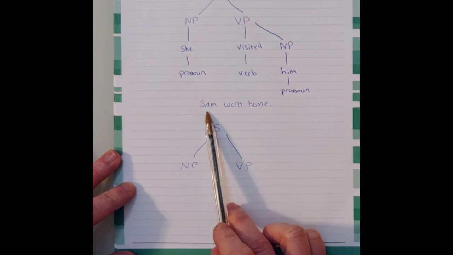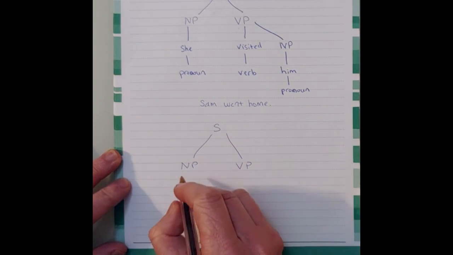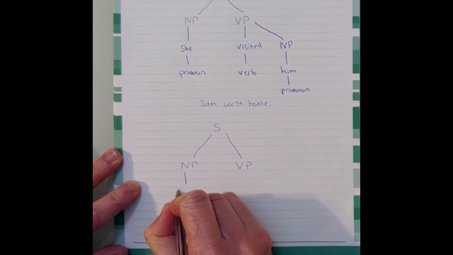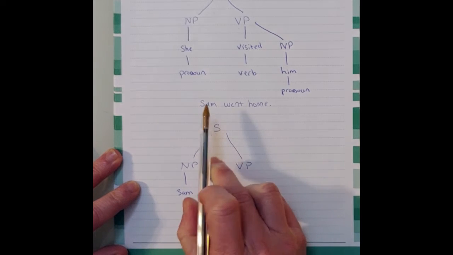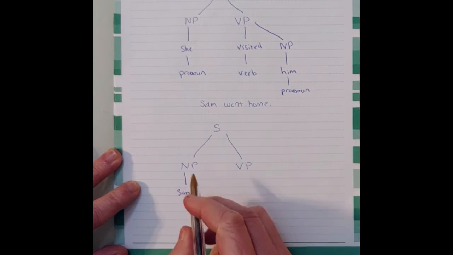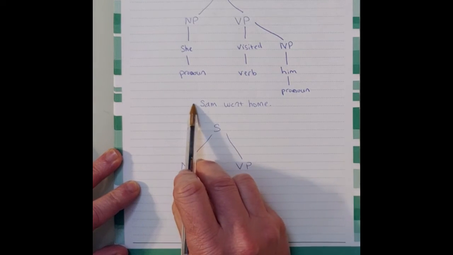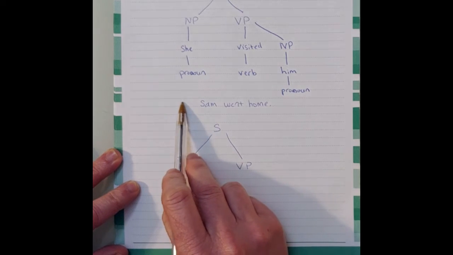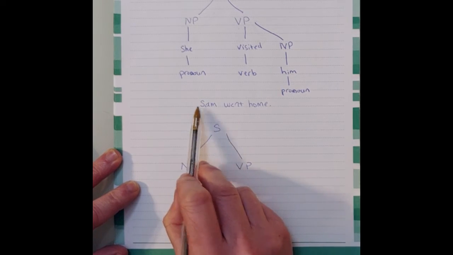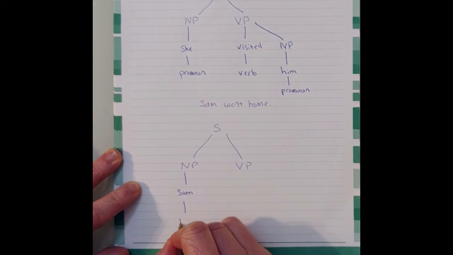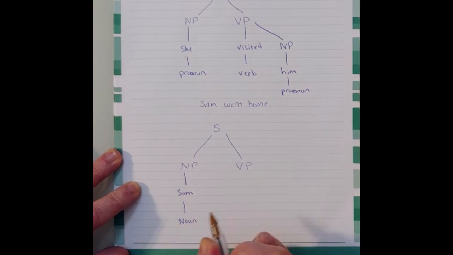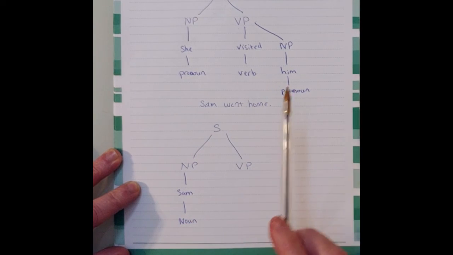We're dealing with the sentence, Sam went home. So our noun phrase is Sam. We have to start by identifying our noun, remember? So Sam is our noun. We don't have any adjectives or anything describing it. We'll look at some more complicated sentences later. So our noun phrase is Sam, and that happens to be a noun. Unlike in the first sentence where we're dealing with pronouns.